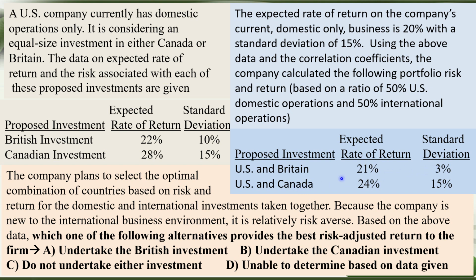With 50% in US and 50% in Britain, that is only 3% standard deviation. Compare the same thing with the domestic only market, where the standard deviation is 10%, a big difference. So that is the higher risk than this one. The expected rate of return is slightly different, 21% here and 22% there. But anyway, the current domestic only business is 20% and we are getting a better return at 21%. Therefore, this option is better.